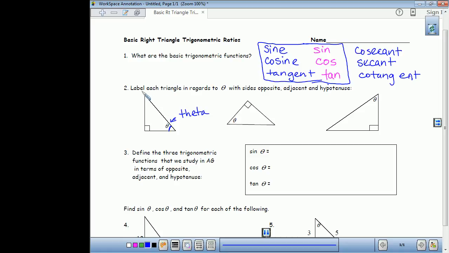So what we're going to do is take a look at this right triangle, and with regards to theta, this angle right here, which side is the opposite, which side is the adjacent, and which side is the hypotenuse? Well, the hypotenuse is always the easiest because the right angle always points to it. So this one would have to be the hypotenuse.